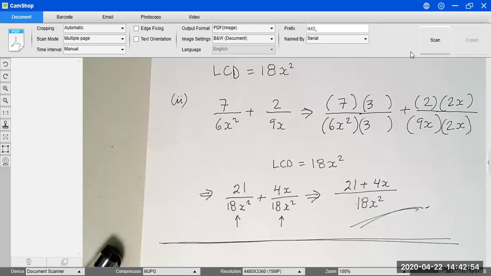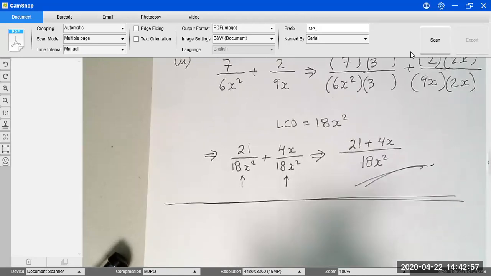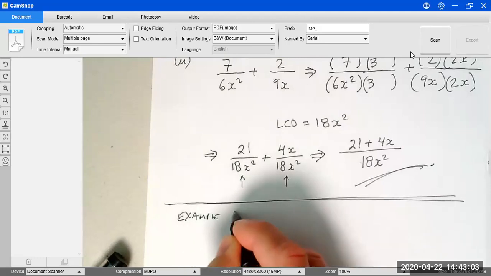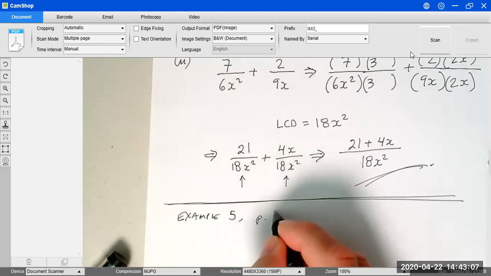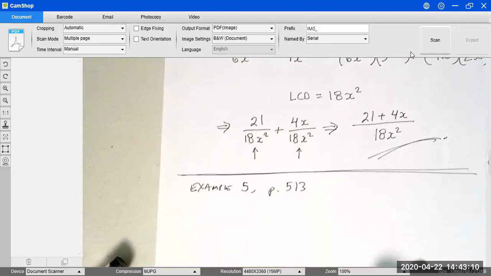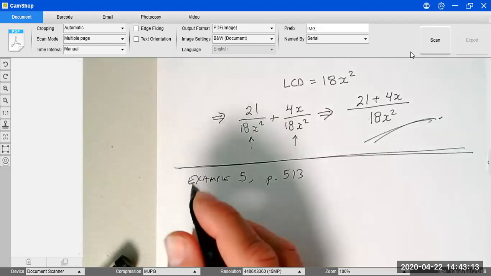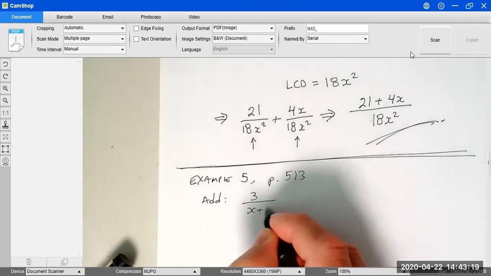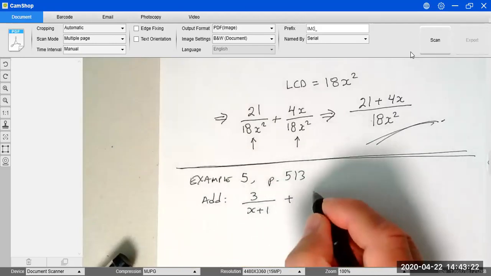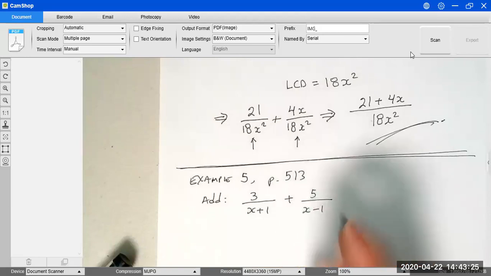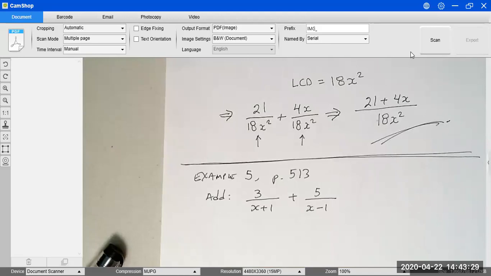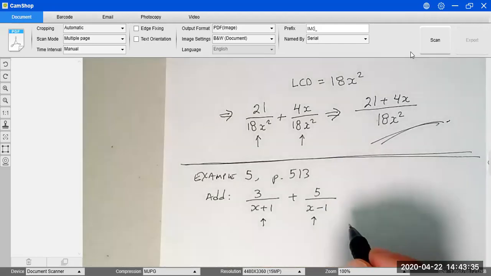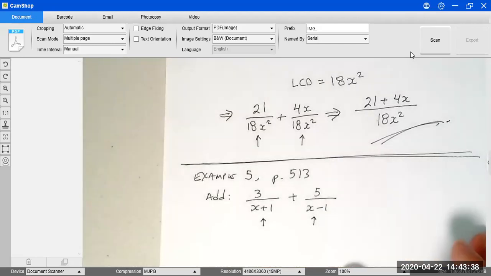So let's work another example. So I'm going to work example 5 on page 513. So we have to add 3 over x plus 1 plus 5 over x minus 1. So again, you check and you see that you have different denominators. So we need to get the least common denominator.